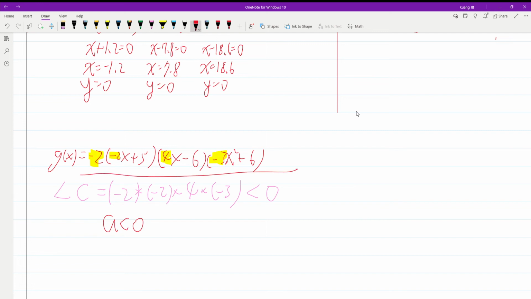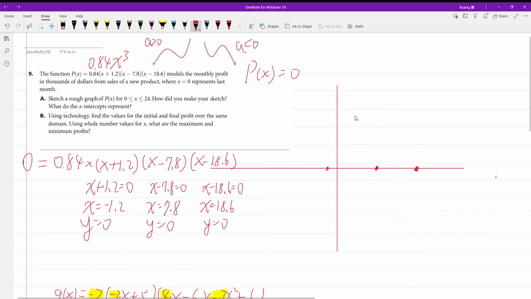This is how to determine whether your leading coefficient is positive or negative. Just find the product of all the coefficients of x, and ignore the constants: ignore 6, negative 6, and 5. Alright, for this question, the leading coefficient is 0.84, so it's positive.